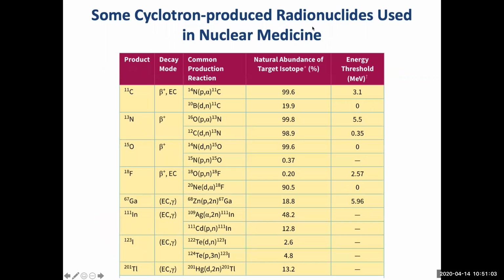And these are some cyclotron-produced radionuclides used in nuclear medicine. We have carbon-11, nitrogen-13, O15, F18, and we can see the decay mode of each one. Most of them emit positrons. Okay, and the most common one is F18, which we use in positron emission tomography.